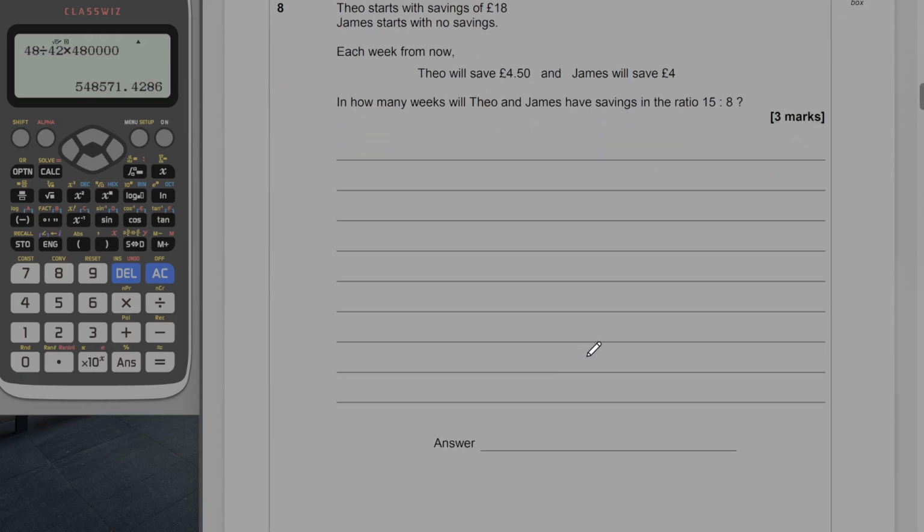Okay then, question 8. Theo starts with saving £18. James starts with no savings. Each week from now on, Theo will save £4.50 and Jamie will save £4. In how many weeks will Theo and Jamie have savings in the ratio of 15 to 8? Okay, so if we start by thinking of Theo's savings, Theo's savings are going to be 18 plus 4.5 times the number of weeks, and Jamie's savings will just be 4 times the number of weeks. So we want to look when the ratio of their savings, 18 plus 4.5n to 4n, will simplify down to 15 to 8.